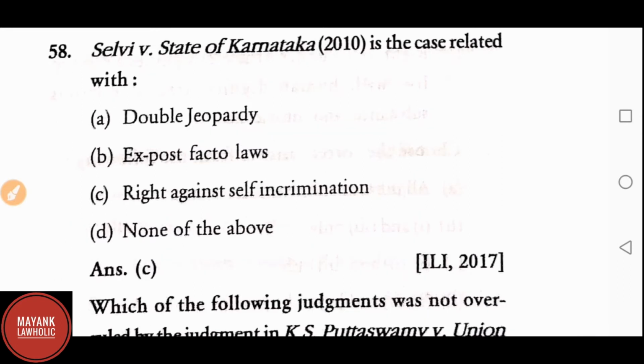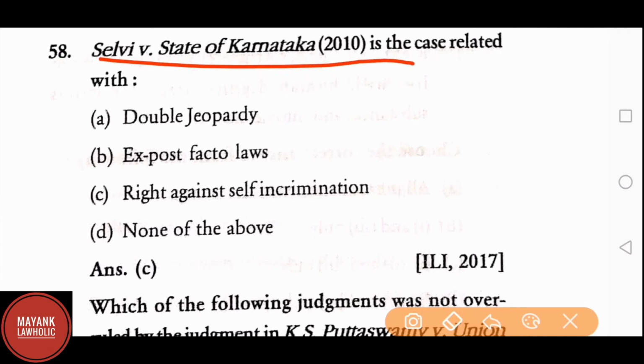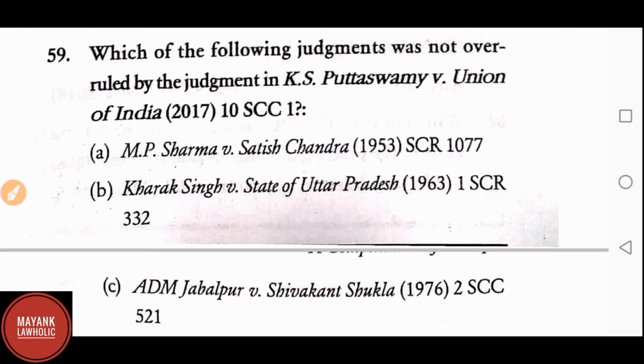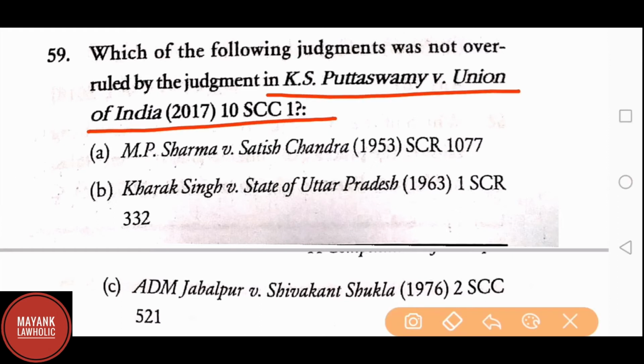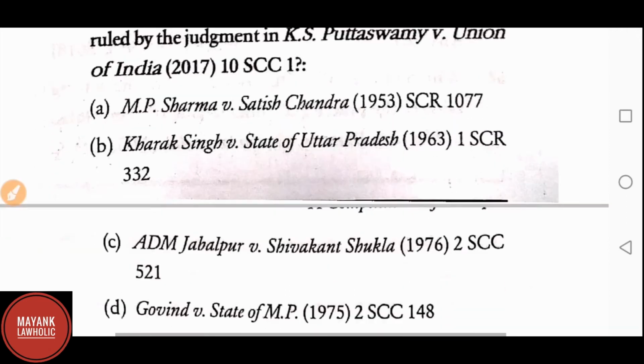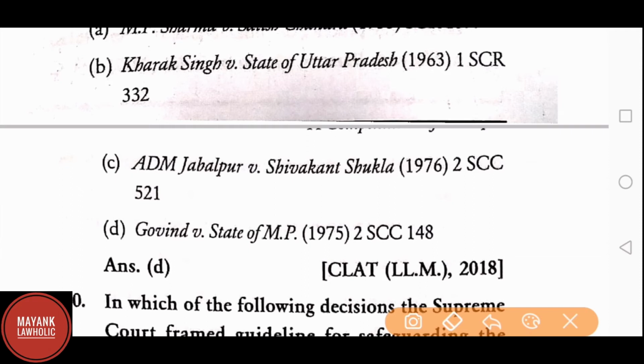Question number 58. Selvi versus State of Karnataka 2010 is the case related to the right against self-incrimination. 59. Which of the following judgments was not overruled by the judgment in the case Puttaswamy versus Union of India 2017? A. MP Sharma versus Satish Chandra. B. Kharak Singh versus State of UP. C. ADM Jabalpur versus Shivkant Shukla. D. Govind versus State of MP. The answer is D. Govind versus State of MP 1975.